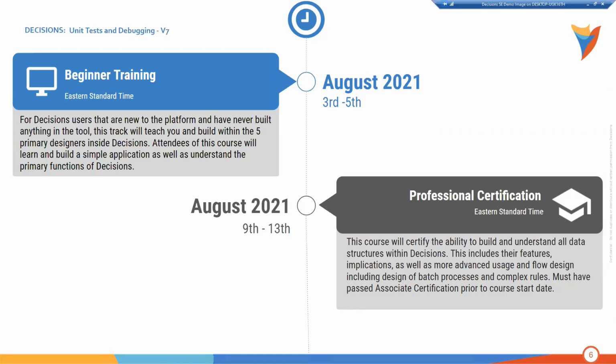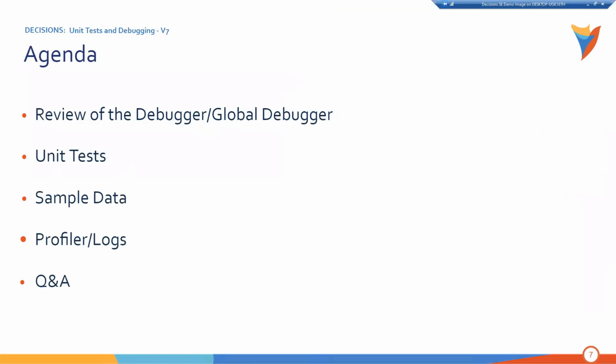So now I want to go over what we'll actually be covering here in our webinar today. A quick review of the debugger and global debugger. I'm really hoping today that a lot of you who are current Decision customers have been using the debugger before. But there's something new in 7. It's a global debugger. Global debugger is something we'll talk about a little later. It's new to version 7 and allows you to debug all flows, all processes happening inside Decisions.